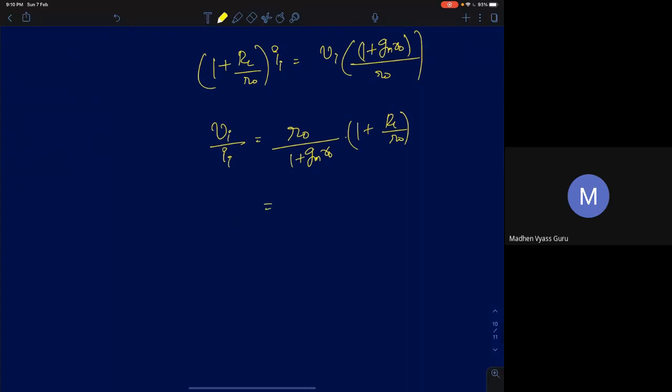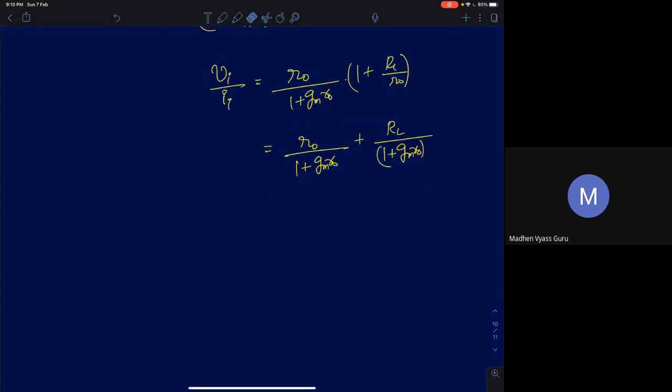So I'll expand this result. The first term will be (R0 plus 1 plus GM R0) by (1 plus GM R0). This R0 plus 1 plus GM R0 is nothing but 1 by GM in parallel with R0. Plus the second term is RL by (1 plus GM R0). This is the expression you get for the input resistance of a common base configuration.